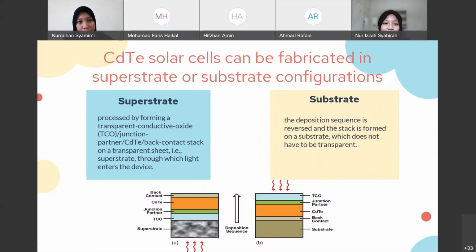You remember that Raihan just mentioned that the common solar cell configuration is superstrate, but it can also be fabricated in substrate configuration. In substrate configuration the deposition sequence is reversed and the stack is formed on a substrate, which does not have to be transparent. But this configuration is not commonly used compared to the superstrate, because attaining high efficiency for the cadmium telluride cell in substrate is quite challenging, and this device design requires formation and retention of a low resistance back contact while attaining a high quality cadmium telluride film in conjunction.